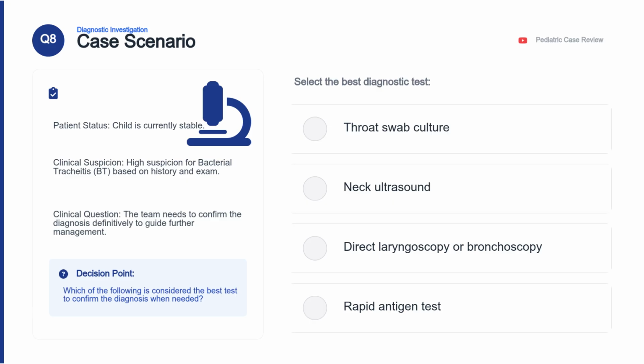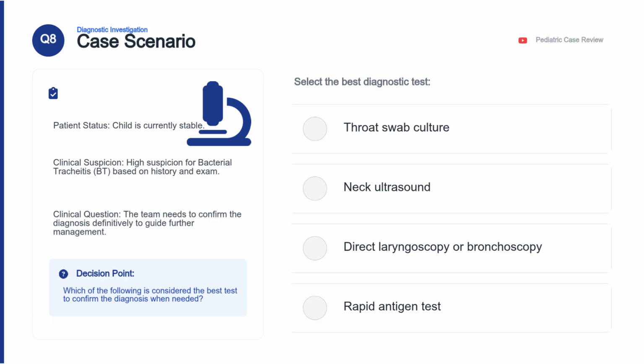Question 8 addresses diagnostic investigation. A child is suspected of having bacterial tracheitis based on clinical presentation, but remains hemodynamically stable with oxygen saturation of 94% on room air and no immediate signs of complete airway obstruction. The pediatric team considers diagnostic confirmation. What is the gold standard diagnostic test to definitively confirm bacterial tracheitis when clinically appropriate?